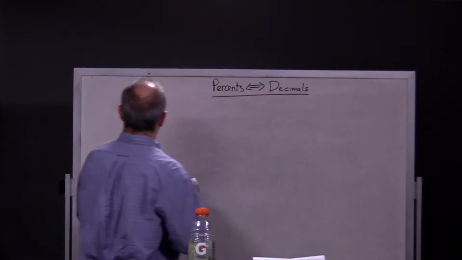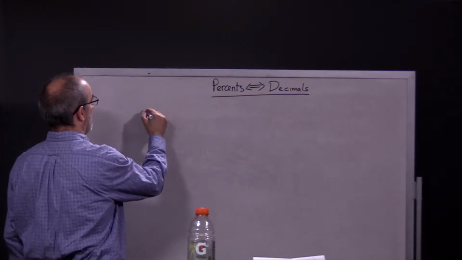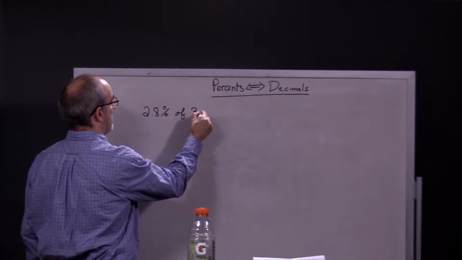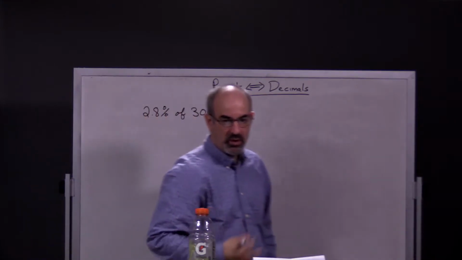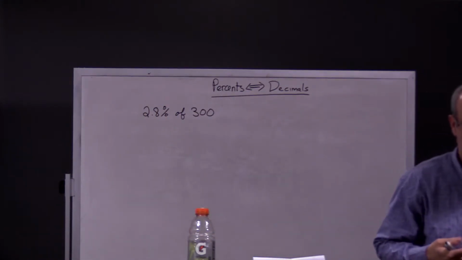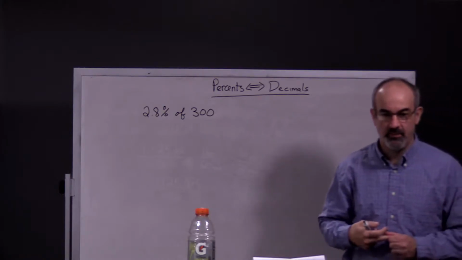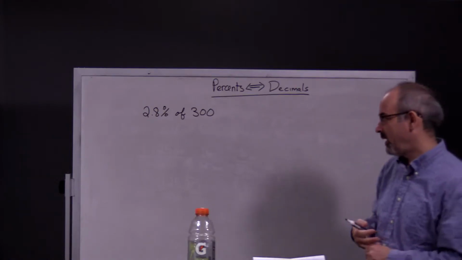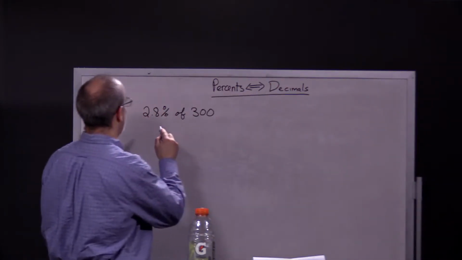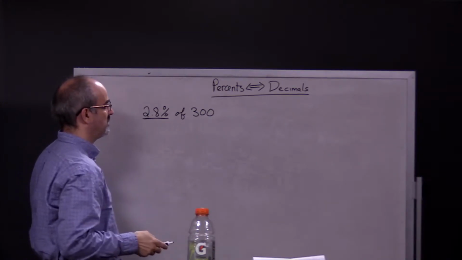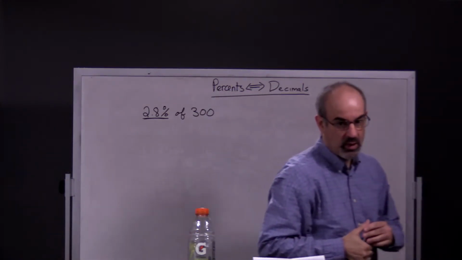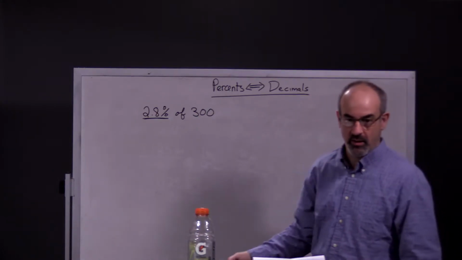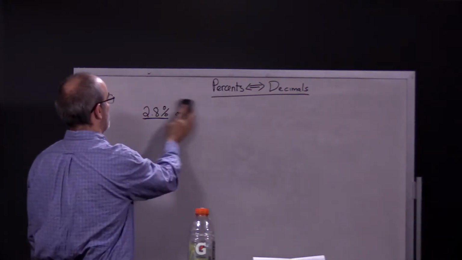So, like if you're asked to find 2.8% of 300, what do you do? Well, you're going to multiply 300 by something, but it's not 2.8, right? 2.8% is a percent. It's not a decimal. What is 2.8% as a decimal? You're going to need to know how to write 2.8% as a decimal.